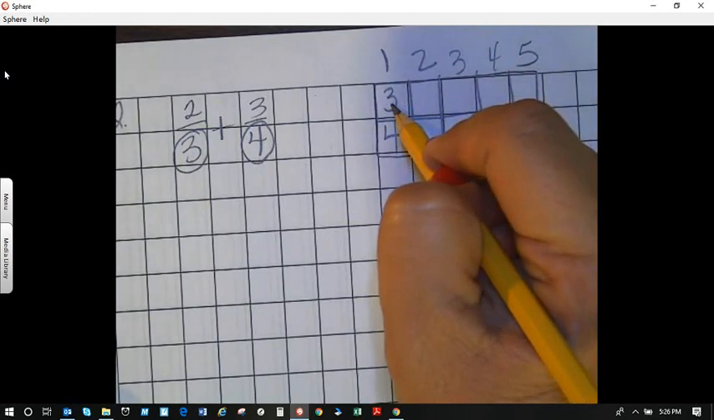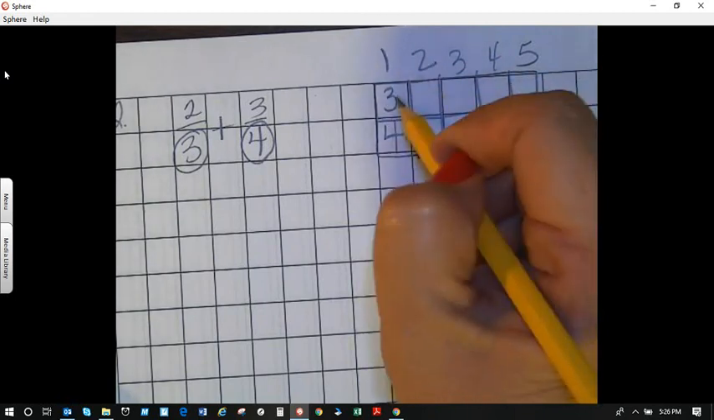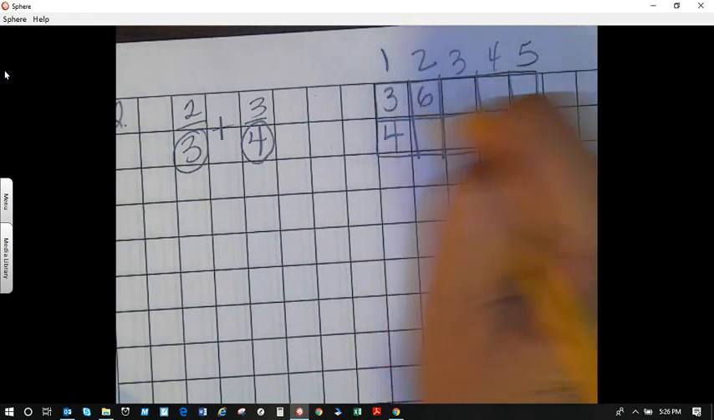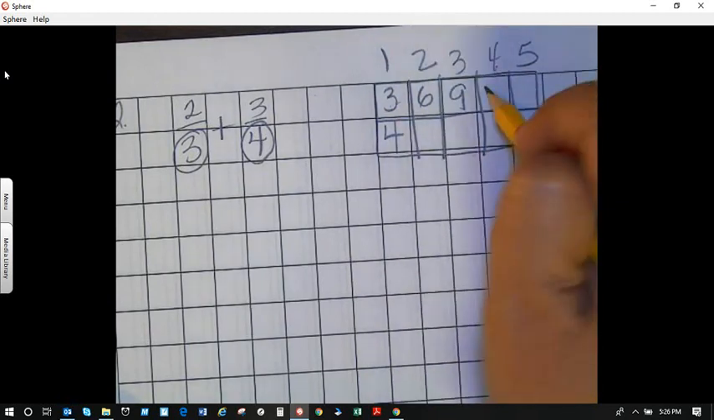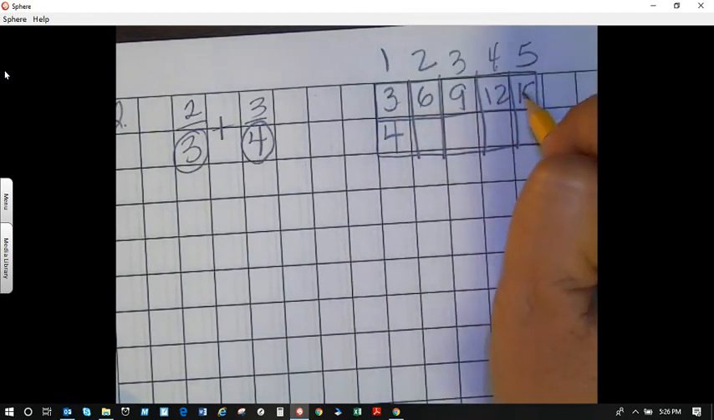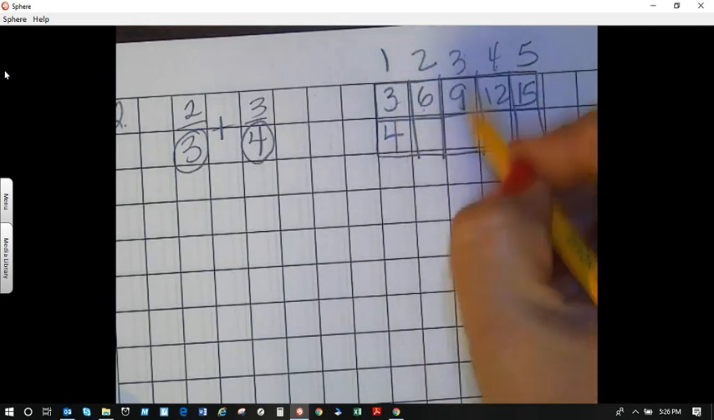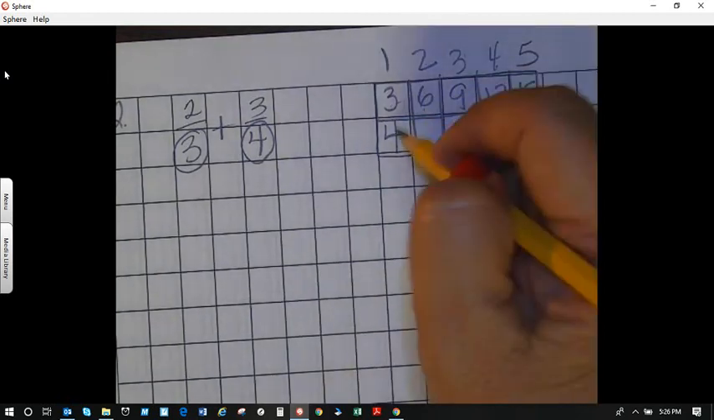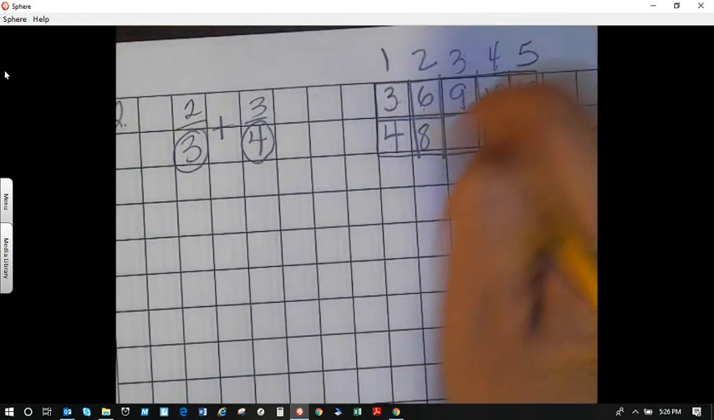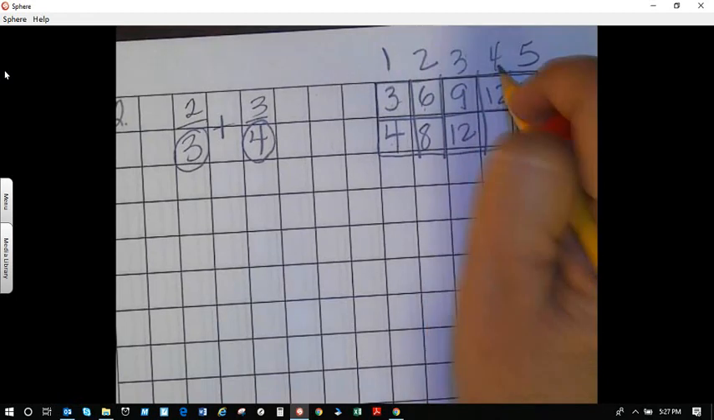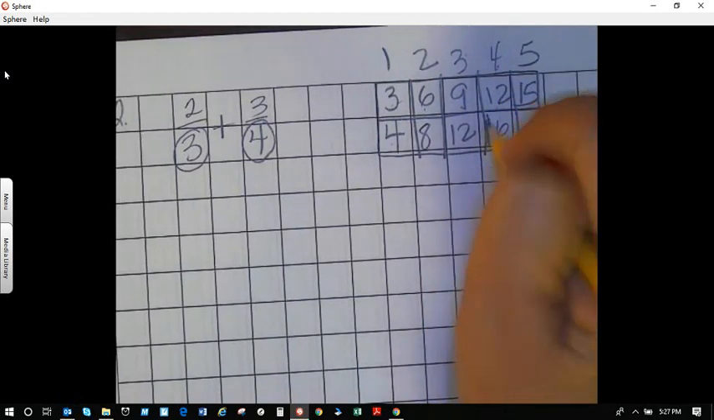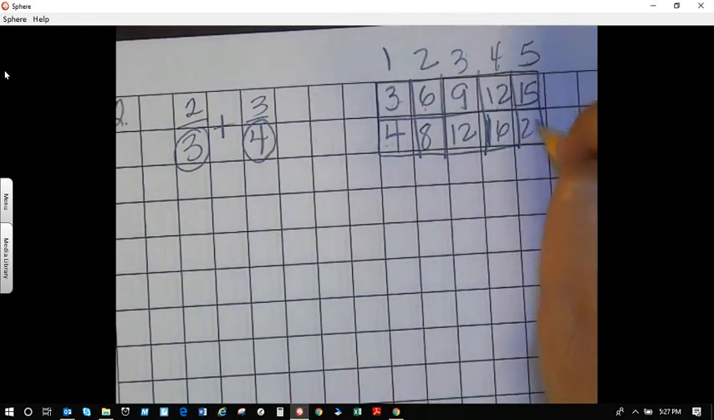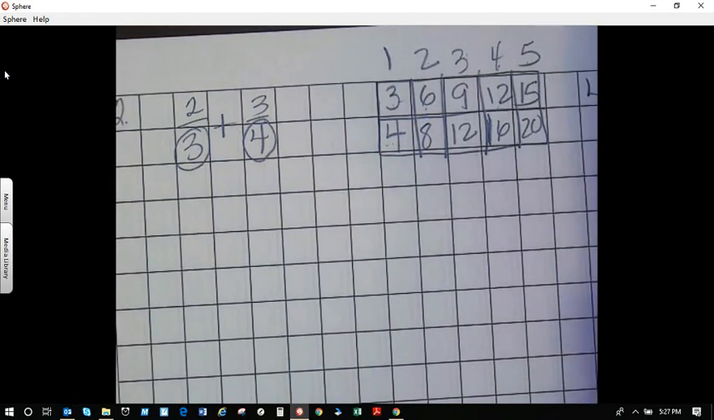And I skip count. 3 times 2 is 6, 9, 3 times 4 is 12, 15. You see how I did that? It's just like pulling out your array and doing it on your multiplication chart. Here you get 4 times 2 is 8, 4 times 3 is 12, 4 times 4 is 16, and 4 times 5 is 20. I'm looking for my lowest common multiple, which we talked about today.